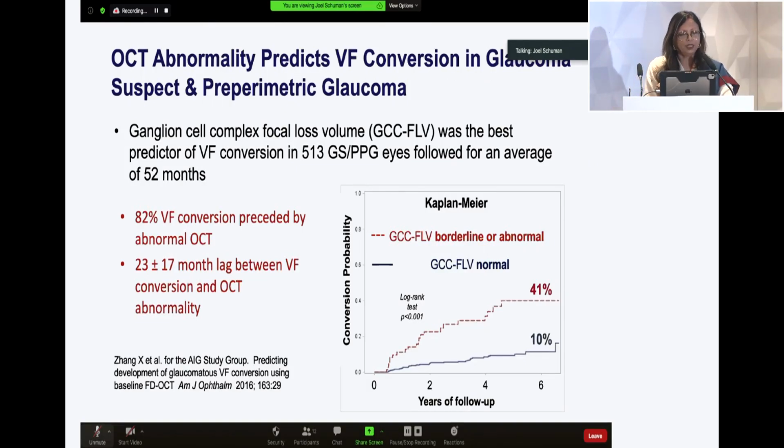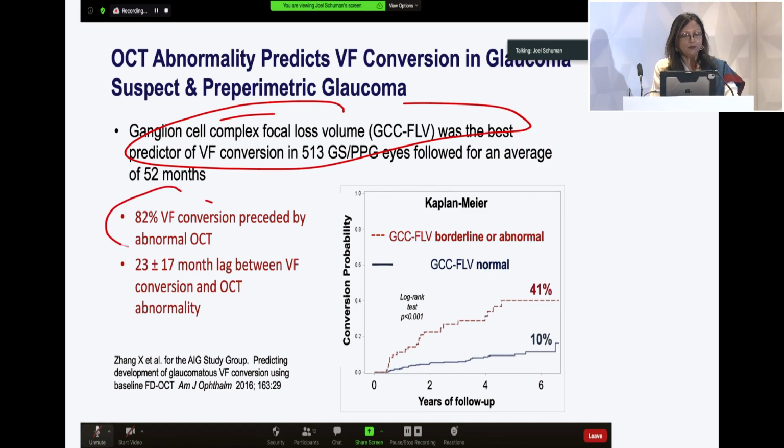In which he actually said that ganglion cell complex focal loss volume was the best predictor for visual field conversion, and 82% of the visual field conversion preceded an abnormal OCT. But having said that, I would say you need to be very careful when you're interpreting the OCT, and the OCT is never to be interpreted in isolation. You always need to have clinical relevance when you're interpreting the OCT.